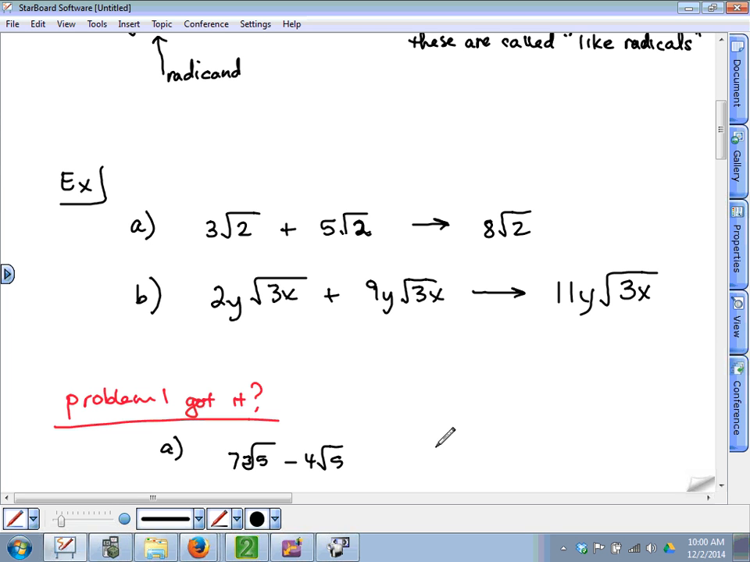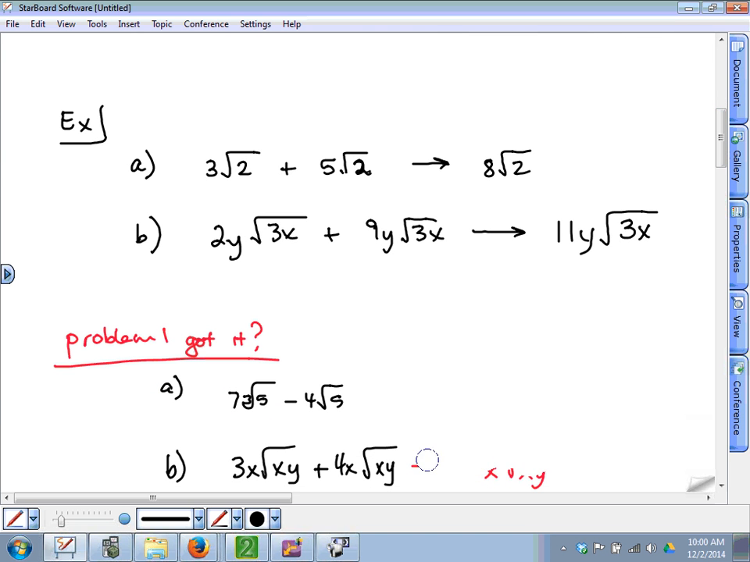Going to part B then. Try part B. Same page. Problem 1, got it. No, we just did a problem like this.